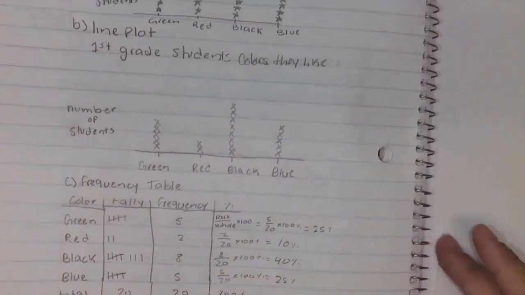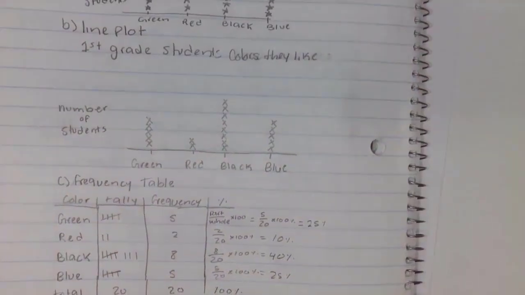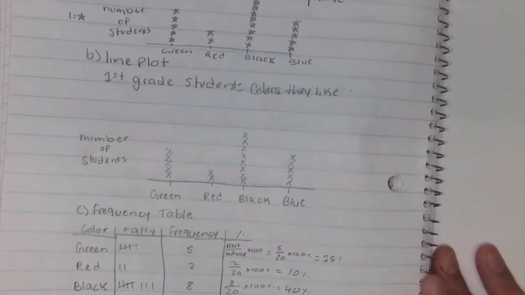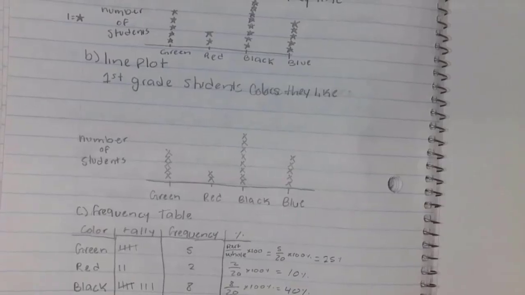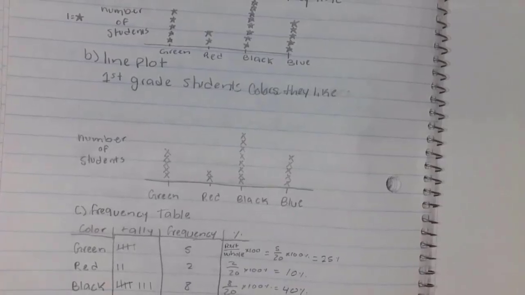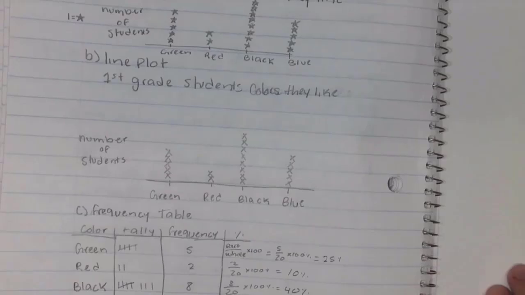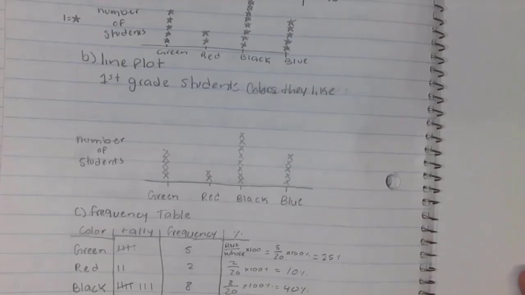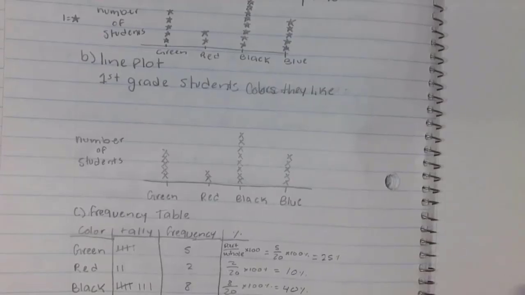Okay, who's ready for B? Okay, so I'm doing 1B, and in the question we know that we're looking at the first grade students and the different colors they like. So we know 5 students like the color green, 2 students like the color red, 8 students like the color black, and 5 students like the color blue.